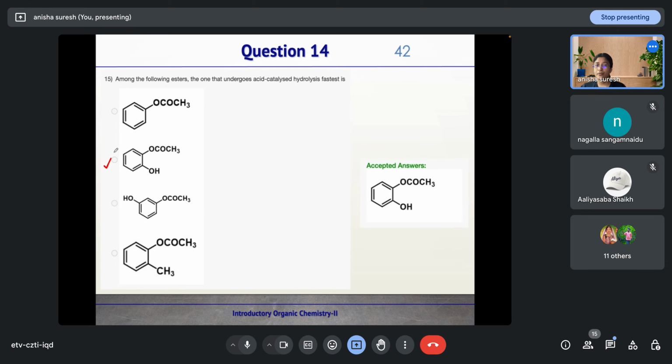So this is the right answer. Is this clear? OH will act as an electron withdrawing group. Here the inductive effect we are considering. Okay.